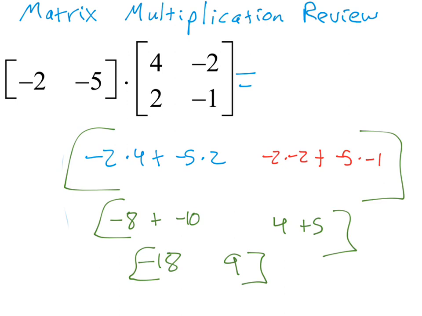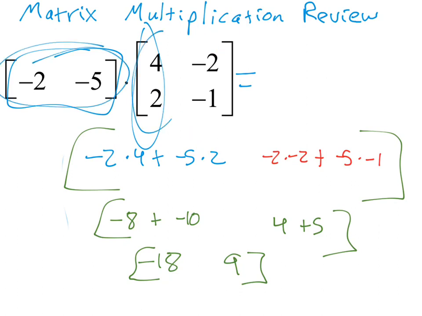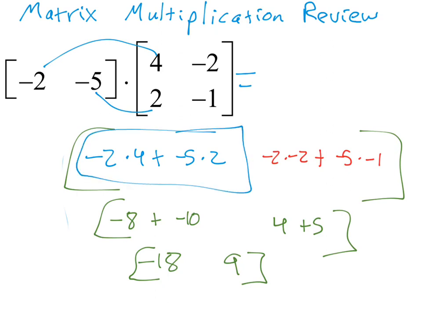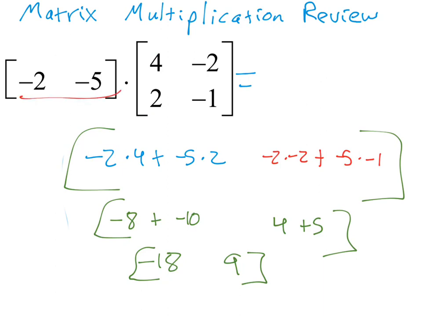A quick recap is, if you have a matrix and you're multiplying by another matrix, you have to take the rows of the first one and multiply by the columns of the second one. So if I take my row here and multiply by my column, it's going to be -2 times 4 and then -5 times 2, and you'll add those together, and that'll give you the first item in your new matrix. Then you take your row of the first one and multiply by the other column, which will give you -2 times -2 and -5 times -1. If you multiply those together and then add up those products, you'll get the second term of your resulting matrix.